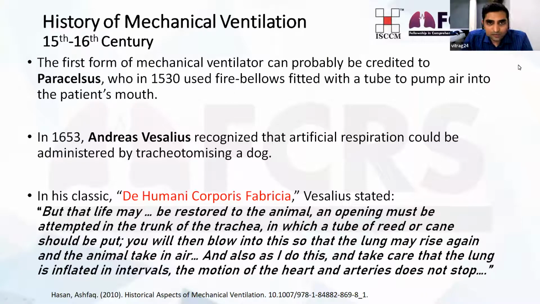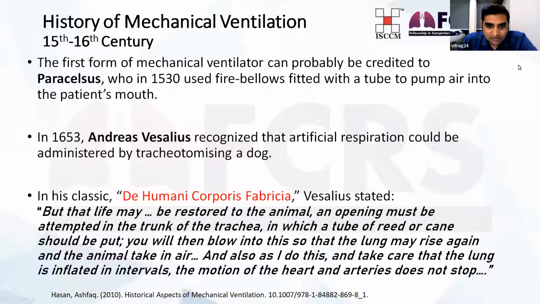So now, the history of mechanical ventilation. It started with Paracelsus. The first form of mechanical ventilator started in the 15th to 16th century and can be credited to Paracelsus, who in 1530 used fire bellows fitted with a tube to pump air into the patient's mouth. Thereafter, in 1543, Andreas Vesalius recognized that artificial respiration could be administered by tracheostomizing a dog.